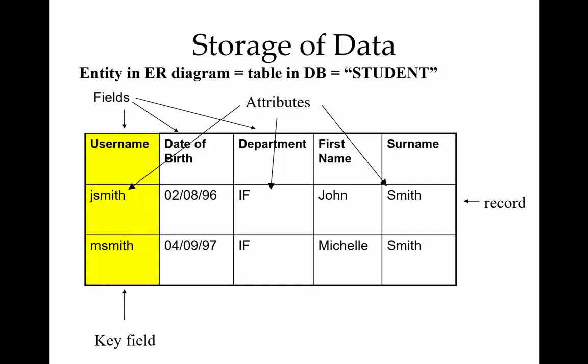So we have different entries here. This is supposed to be a student. So this is the username of the student. This is the date of birth, the department they're in, the first name and the surname.